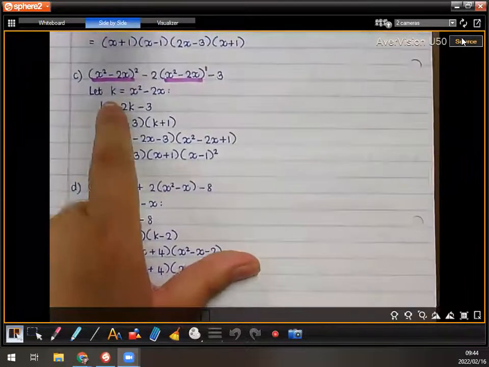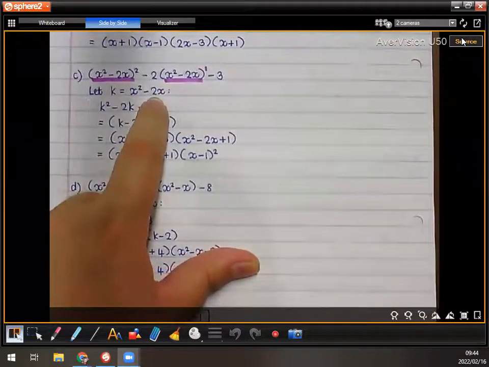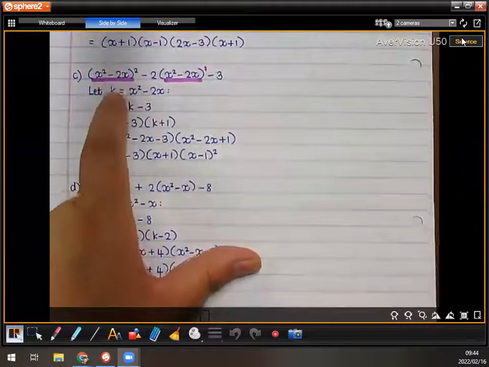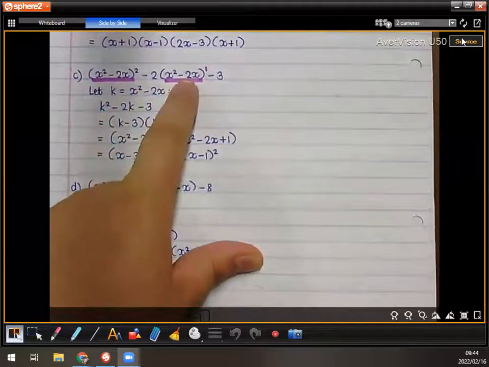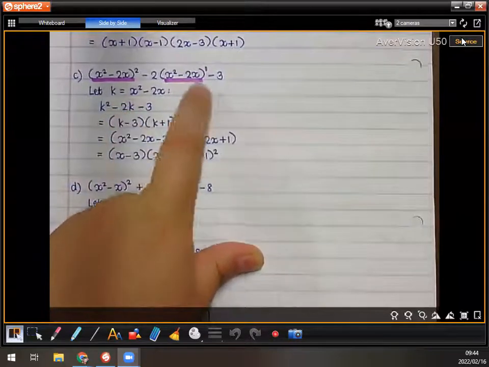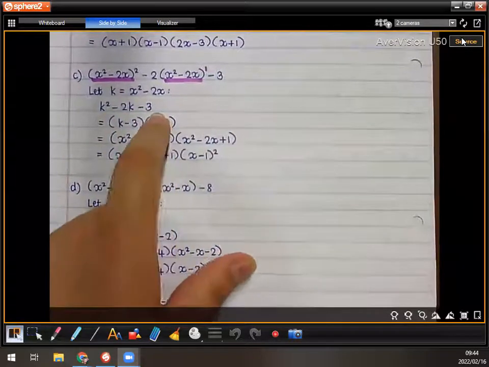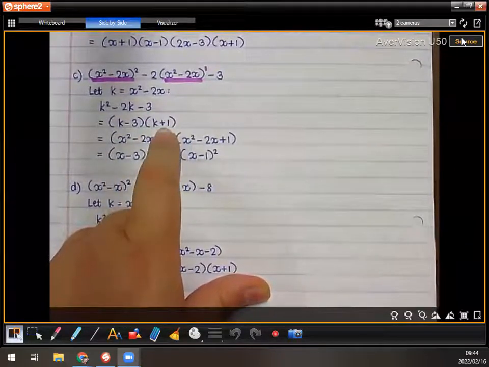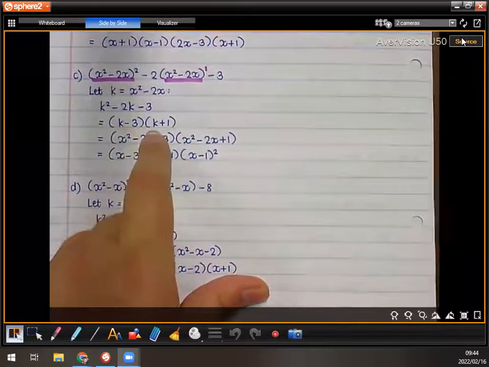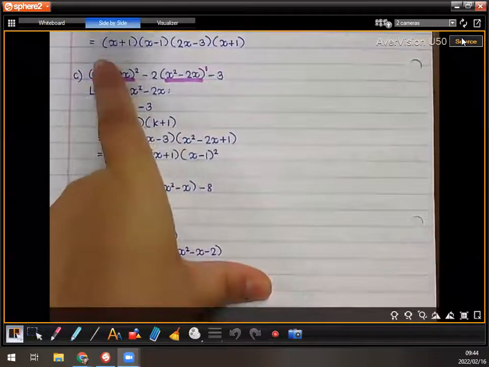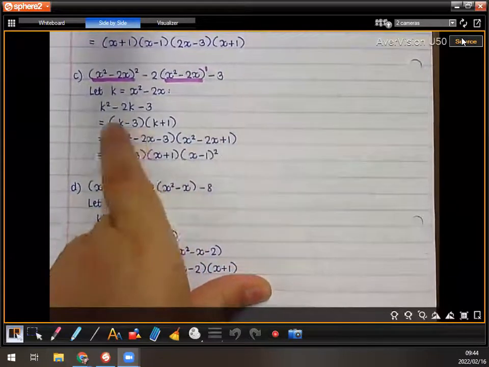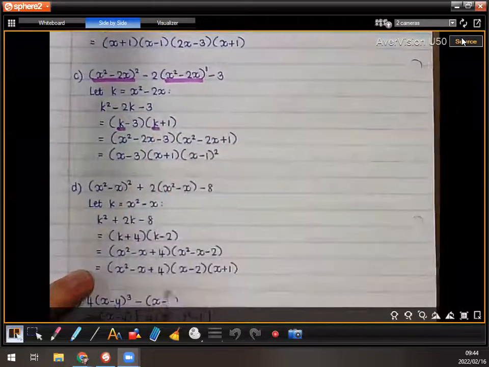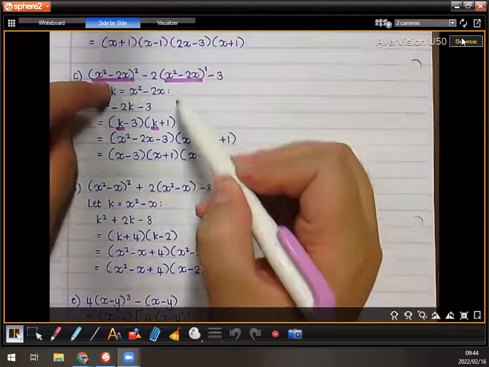All right, so if we say that K is going to be equal to this bracket, then look how simple that actually becomes. Because then the bracket squared becomes K squared, minus 2 times the bracket becomes minus 2K, and then minus 3. And isn't that an easy trinomial to factorize? So if you factorize that, you get K minus 3, K plus 1. But this can't be our final answer, guys, because there is no K in the actual expression that was given. Once we factorize, we now need to replace the K's with the actual thing that we made K equal to.